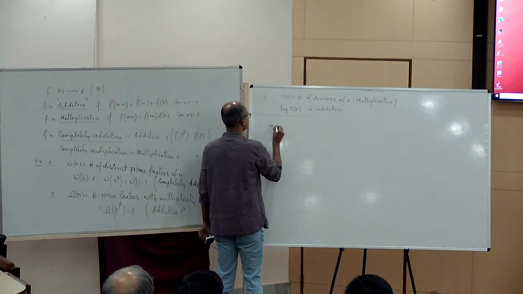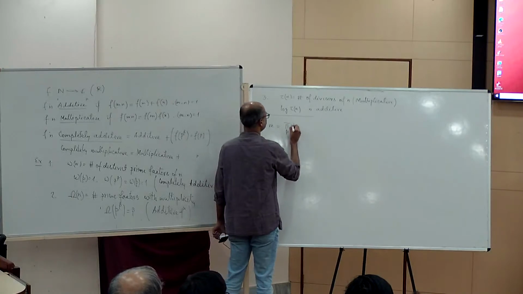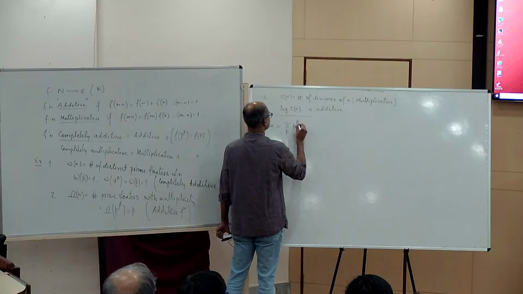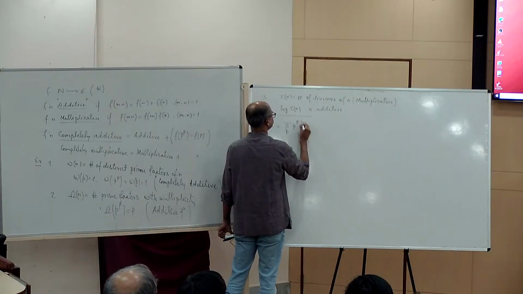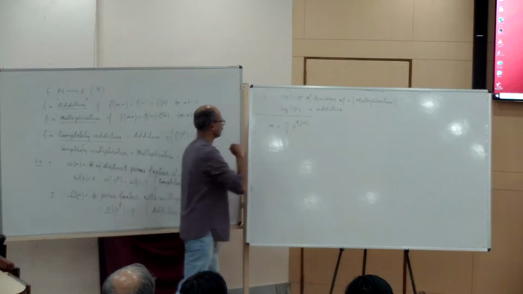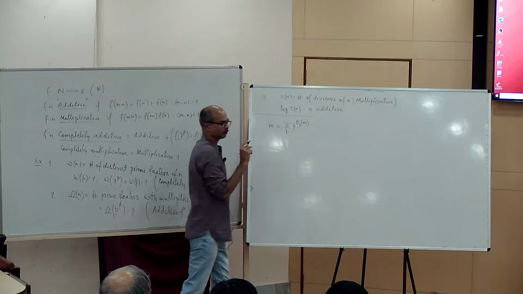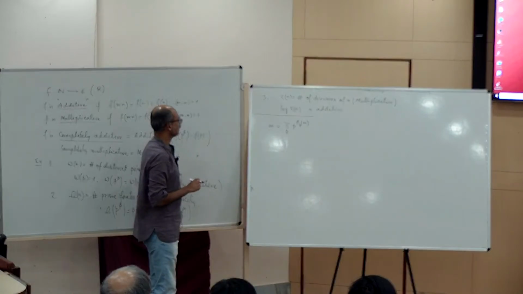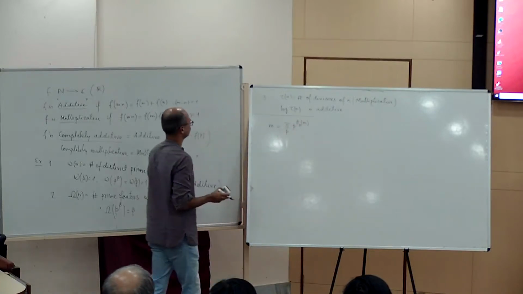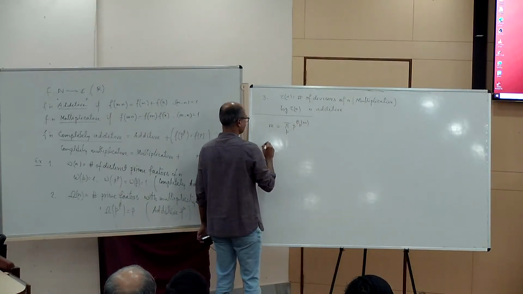So, write an integer in prime factors. So, this is a product over primes, p to the beta p of m. So, let us have this notation where the product runs over distinct primes. So, beta p of m is the power of that particular prime dividing m. This is a finite product because this is just going to be 0 except for finitely many p. So, that is going to be the notation.